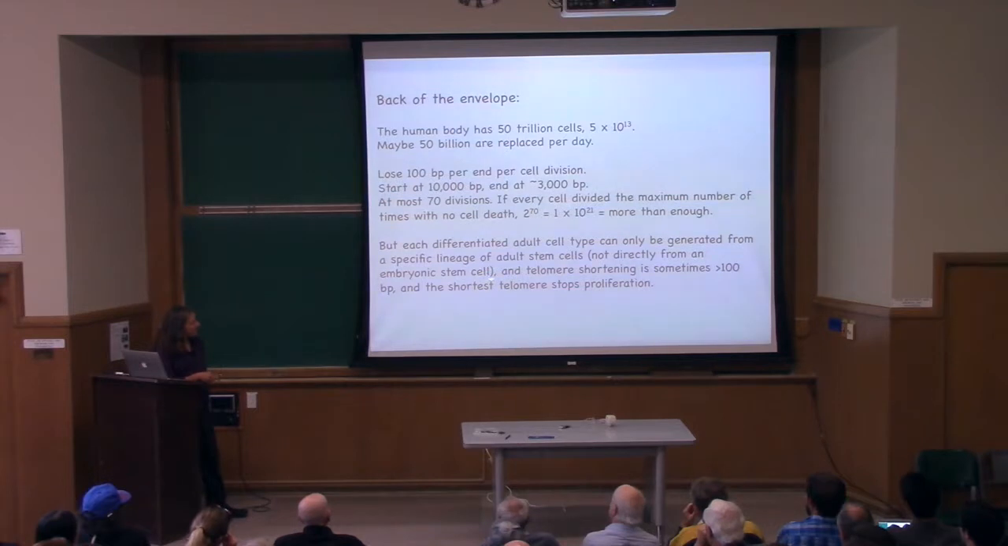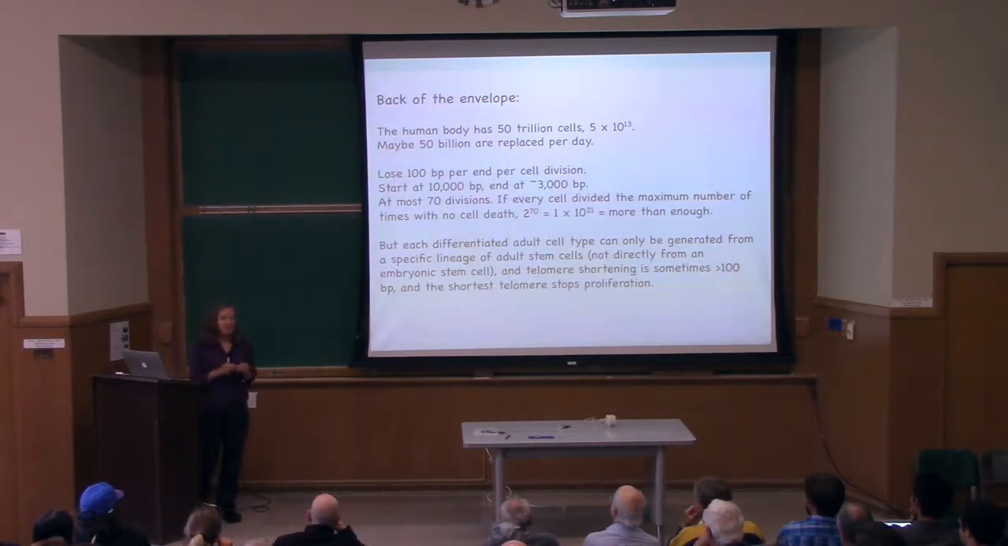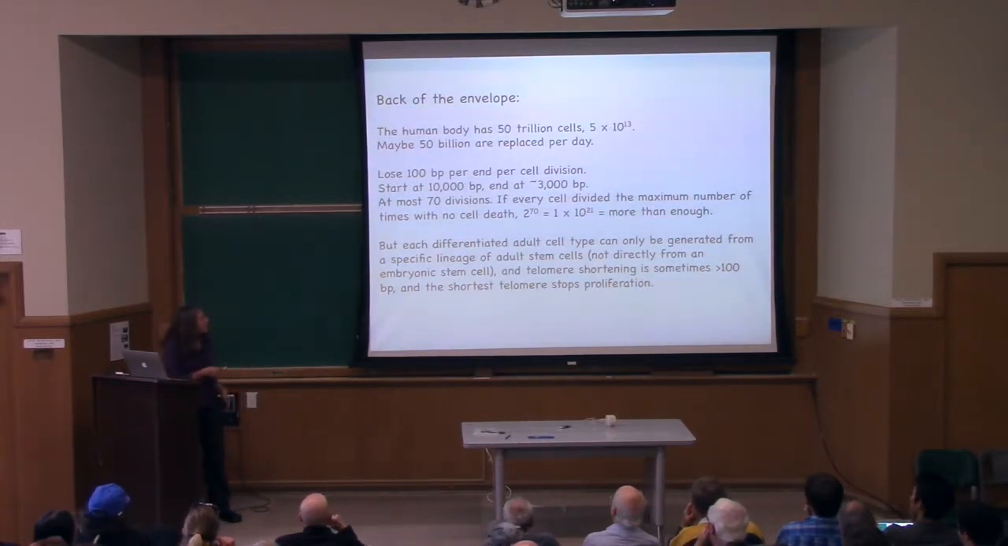So they're set aside, and furthermore, telomere shortening is often more than 100 base pairs, DNA damage, just random stochastic events. And in fact, in any given cell, there are many telomeres, but it is the shortest telomere that will stop proliferation. So only one of them needs to get short, and then the cell has to stop. So really now, let's reconsider.